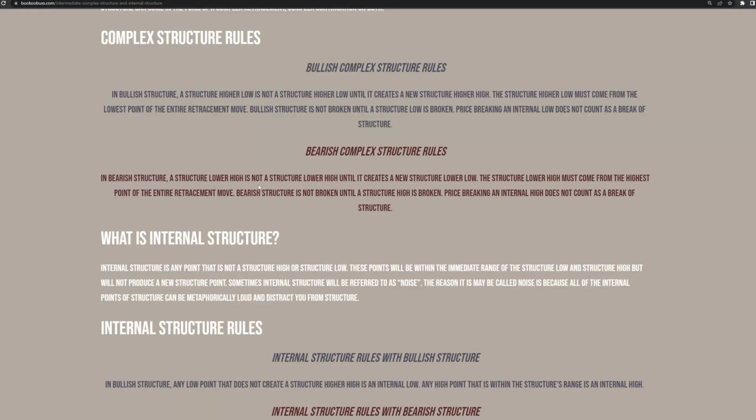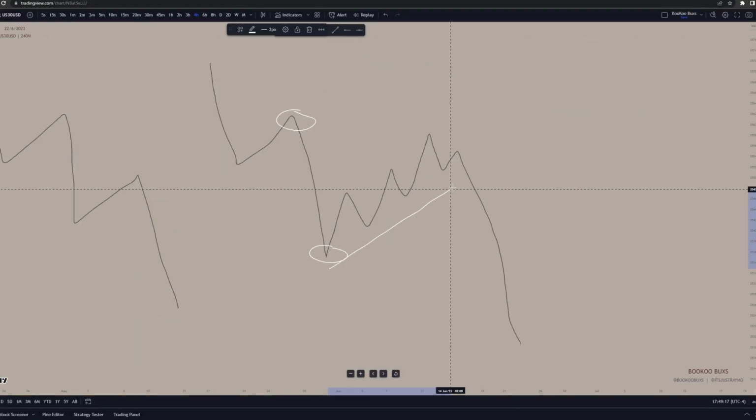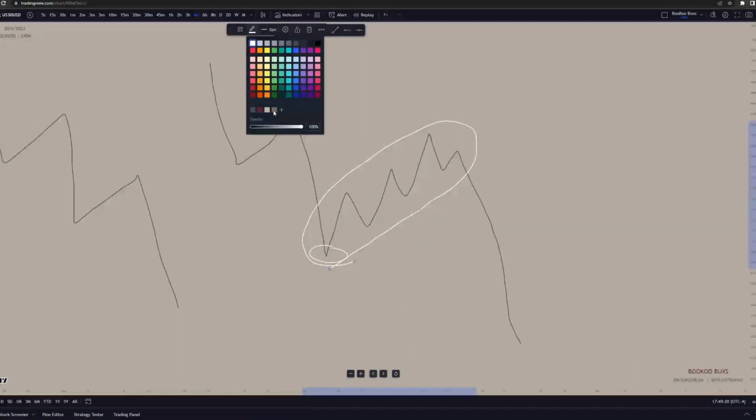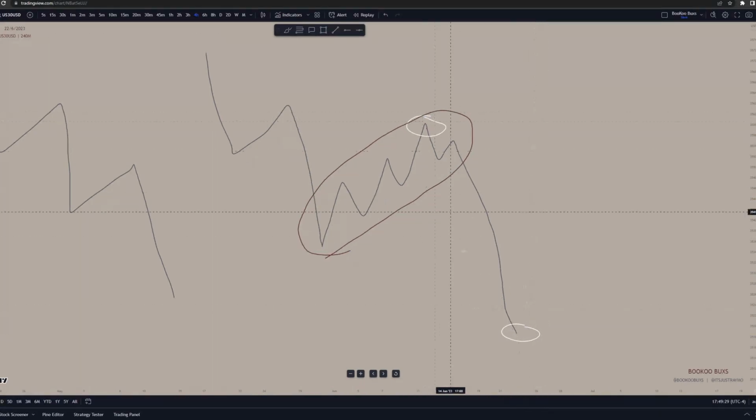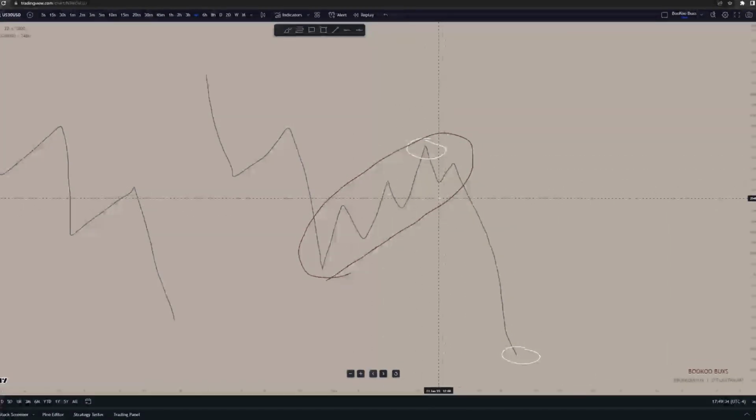In bearish structure, a structure lower high is not a structure lower high until it creates a new structure lower low. The structure lower high must come from the highest point of the entire retracement move. So understanding that this whole move is the retracement, I have to find out what is the highest point of it. Well, the highest point is going to be here. And then it led to a new lower low. So this is my new structure range. This is my new structure lower high down to a lower low. Everything else in between will be internal structure.